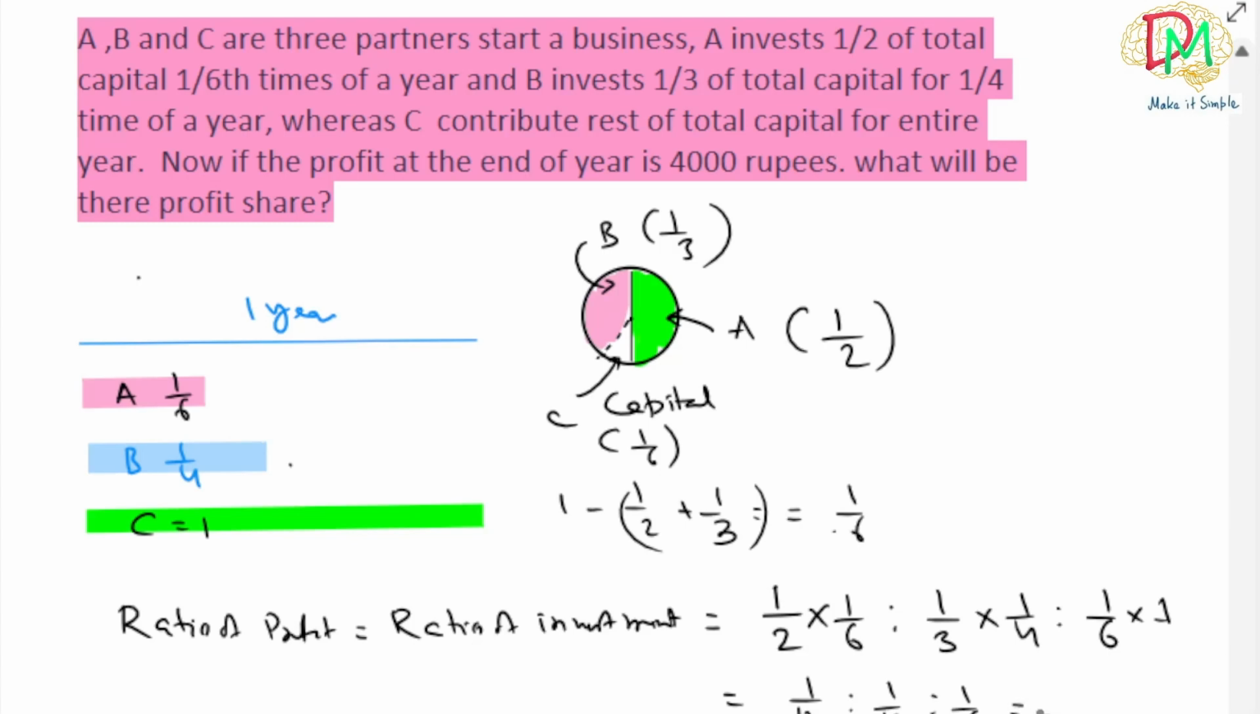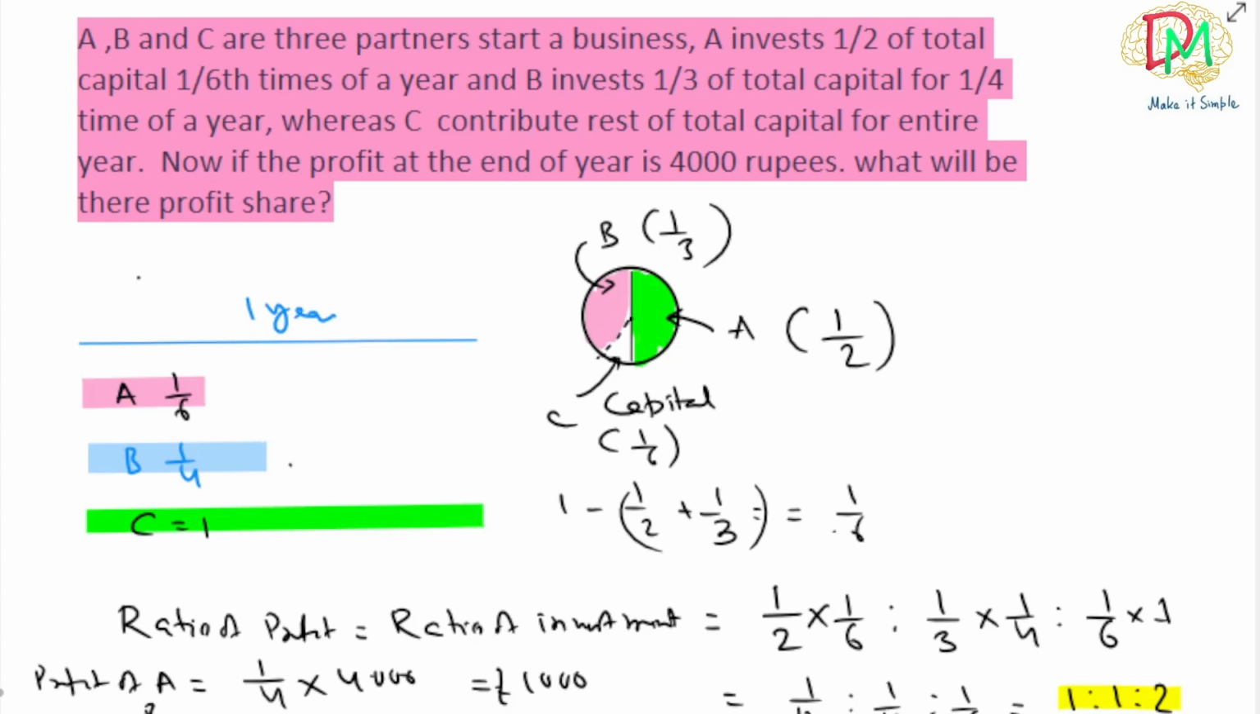From here, if you multiply by the LCM of 12, 12 and 6, that is 12, we get 1 is to 1 is to 2. So this will be the share ratio of the profit. So profit of A is equal to 1 by (1 plus 1 plus 2), that is 1 by 4, into the total profit of 4,000. So we get 1,000 rupees.